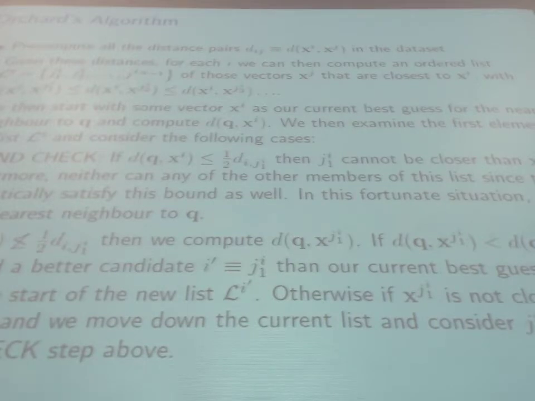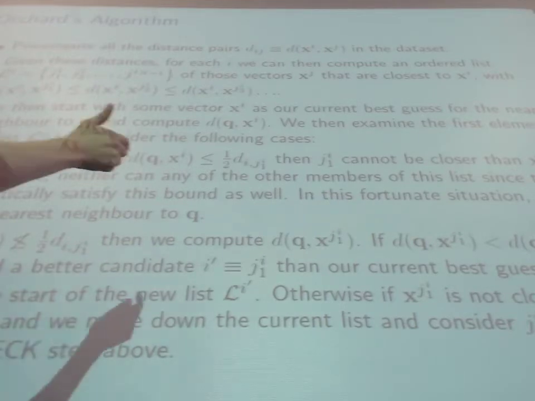So let's say the first one was vector number 3 or something like that in your training data set, so ji1 is, say, 3. And you find out that the distance between q and that element is less than the distance between q and xi. You jump to list number 3, and you repeat this process, checking whether or not the first element is less than half the distance. And that's it, basically. You go along, jump to a list, and keep going along this list.